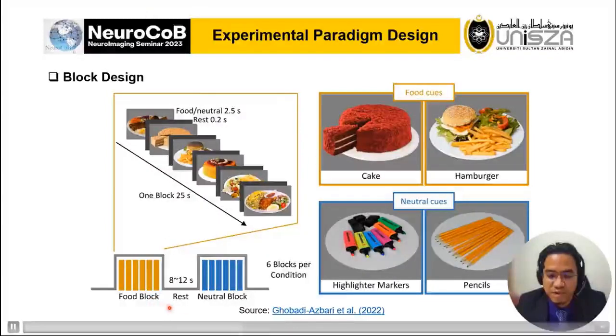After a certain period of rest, between 8 to 12 seconds, the researchers then presented several images that were unrelated to food. For example, here we can look at the highlighter markers and pencils in the neutral block or condition B. So what the researchers were actually doing was that they were comparing the brain activity when participants looked at the food images and when they were looking at non-food images.